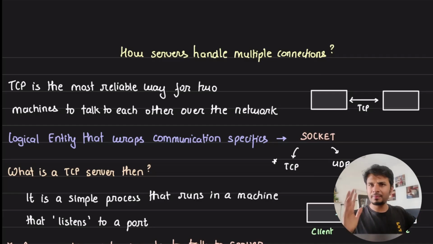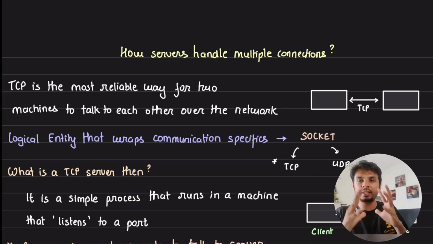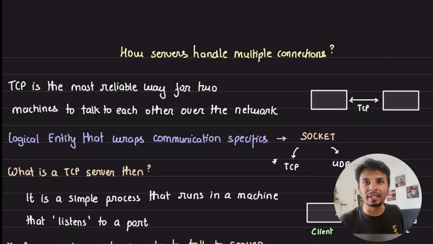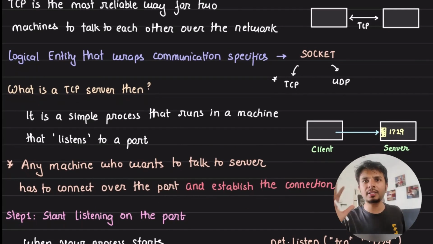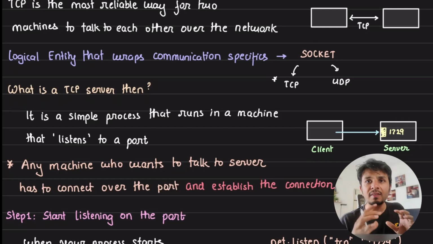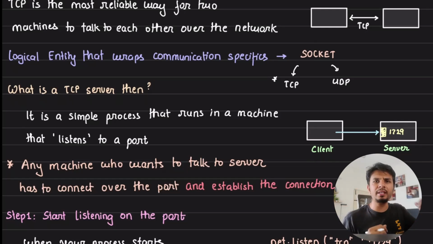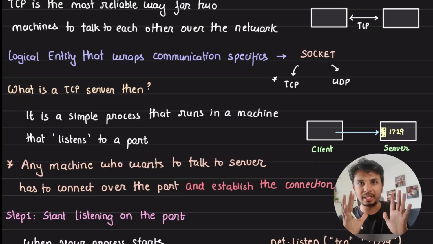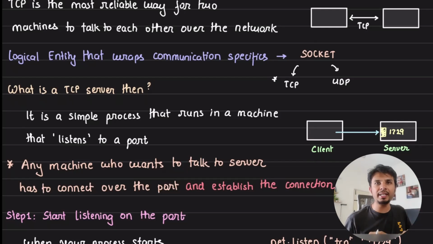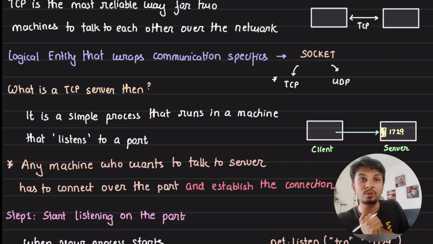So we all know TCP is the most reliable way for machines to communicate with each other, and the logical entity that wraps the entire communication is called a socket. We typically see connections of two types, TCP connections and UDP connections. In this one, we'll focus more on TCP, but UDP is very similar to it. It's more about the guarantees that each one brings. TCP is more about reliability, UDP is basically fire and forget. You can read more about it on Google.